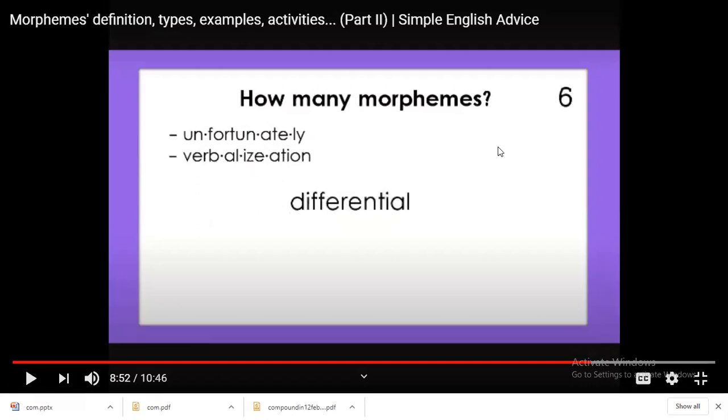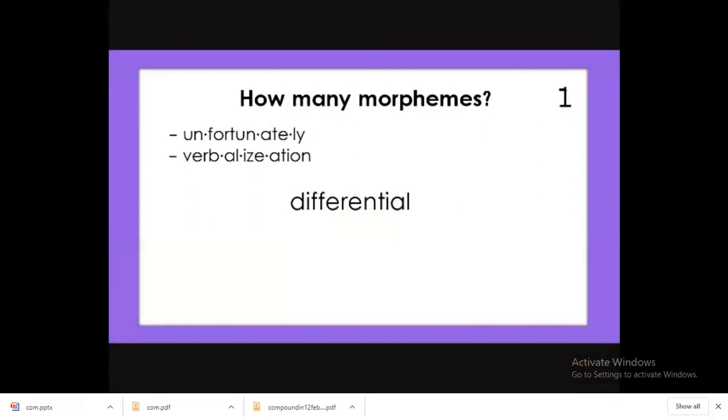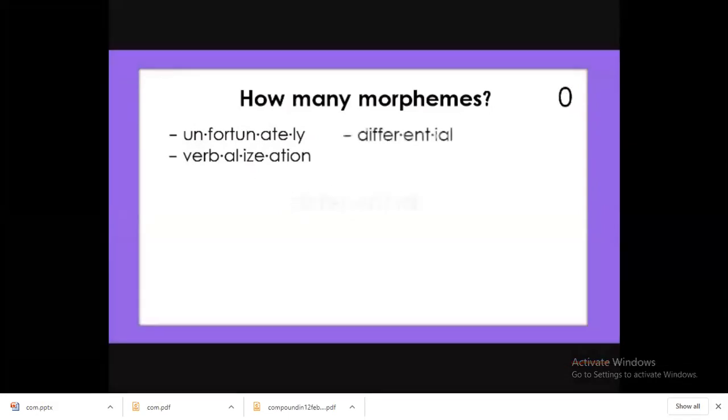How many here? Time's up. This word, differential, has 3 morphemes: differ, ent, and ial.